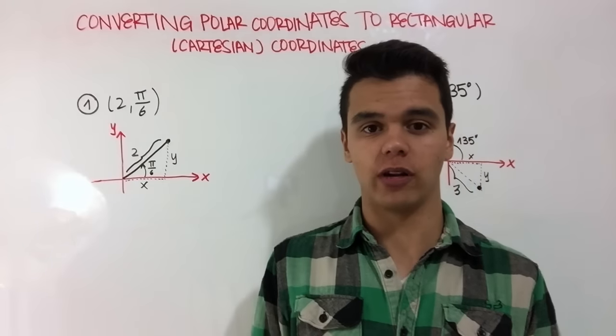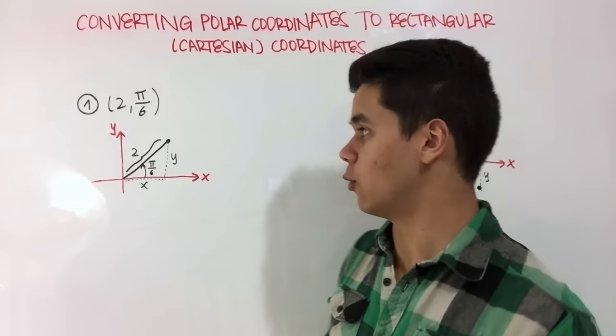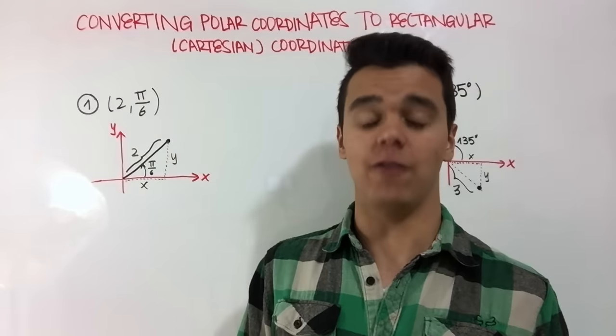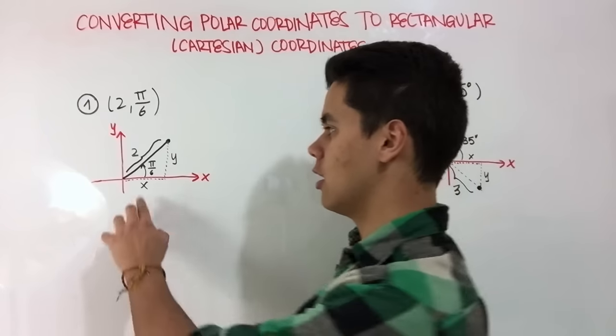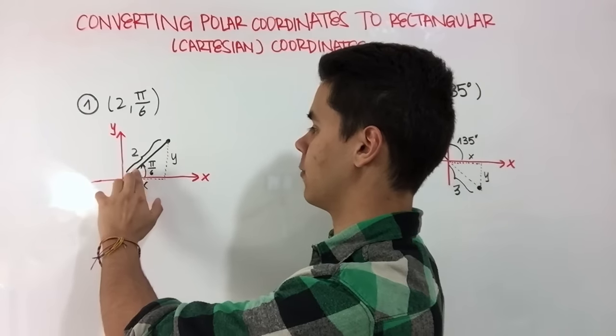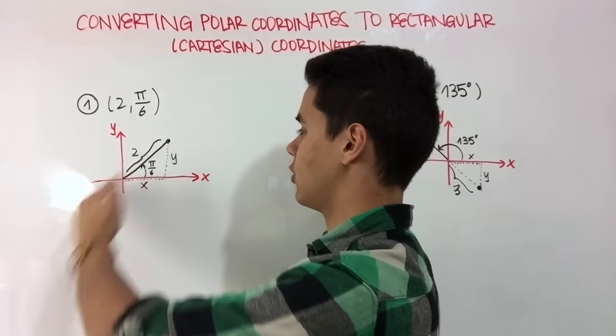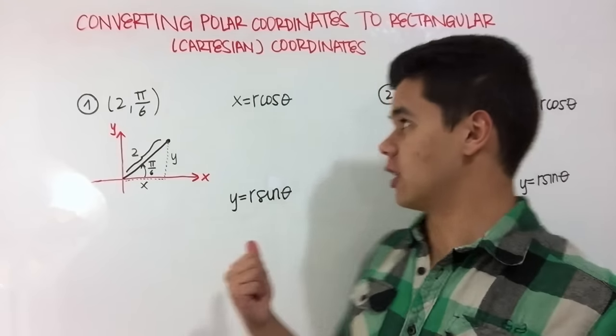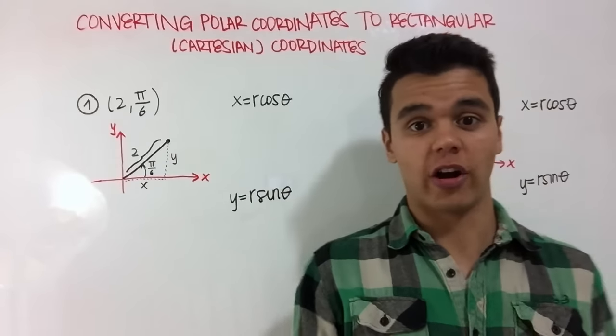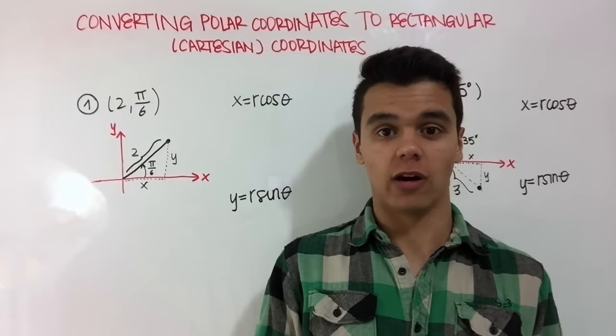So if we have the point 2 comma pi over 6, which is this point, if you want to graph the point in the plane, you first follow your angle. So you follow your angle pi over 6, and along that straight line, you're going to go 2 units in that direction. Now let's recall these two formulas in which we know that x is equal to r cosine theta and y is equal to r sine theta.